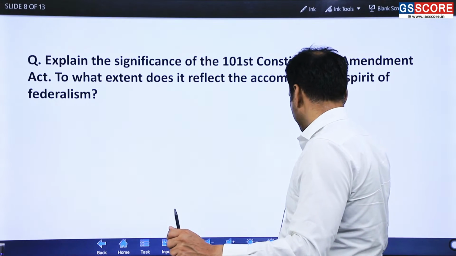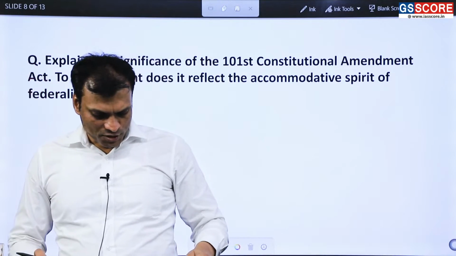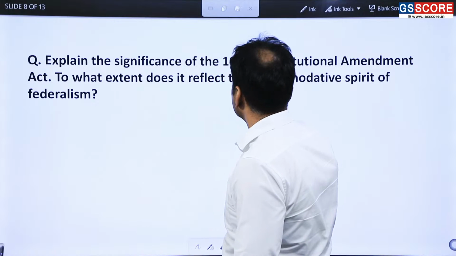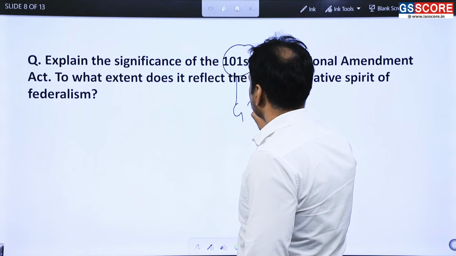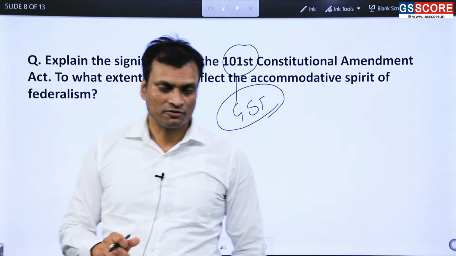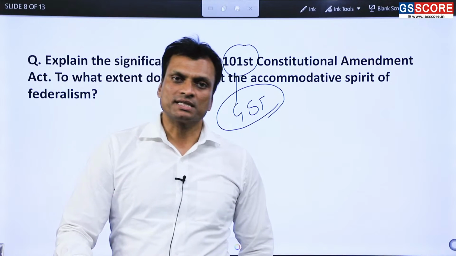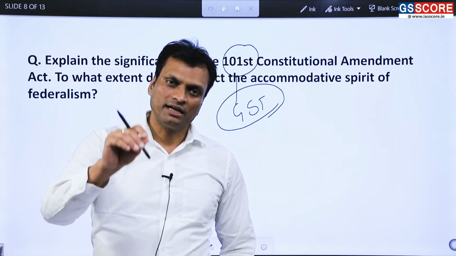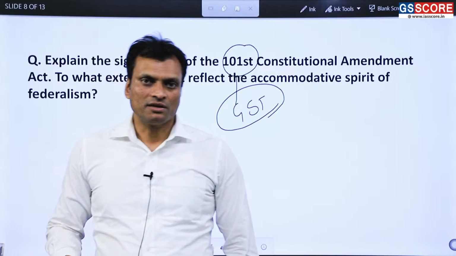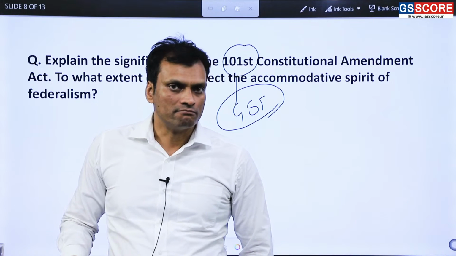Okay, now we have a new question. A very factual question. 101st Amendment related to GST. To what extent does it reflect the accommodative spirit of federalism? So this is GST. What you need to write in the first paragraph is that the 101st Amendment, passed in a special session of Parliament in 2016, amended the Constitution by including 246A, 269A and 279A. It is related to the GST Council and the scope of GST in legislative matters.